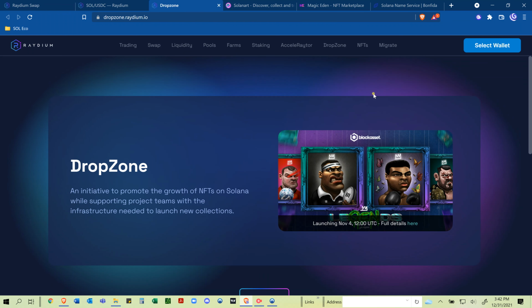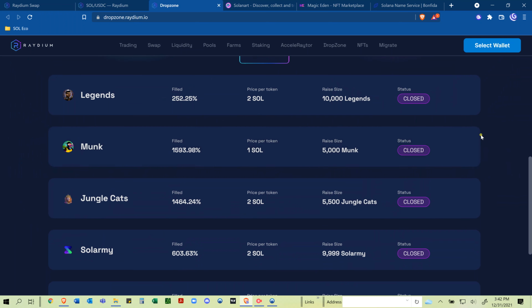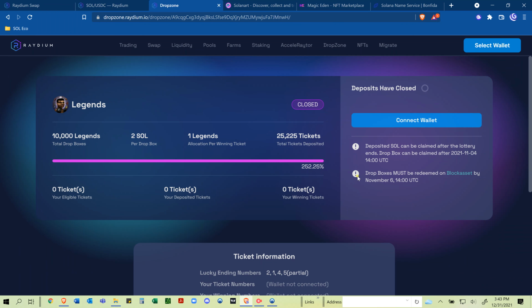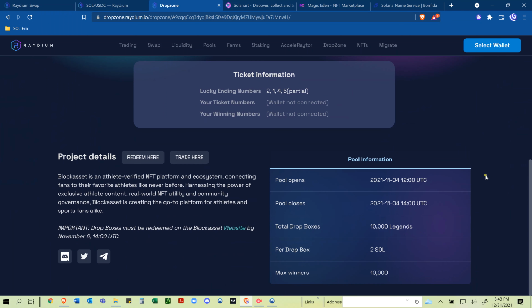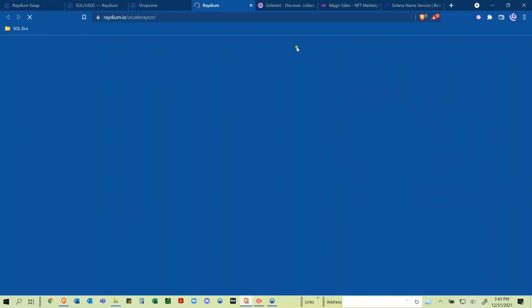Swapping, liquidity, pools, farm, staking, drop zone. This is where they'll drop new NFTs, and sometimes you can get in essentially a pre-sale, whitelist, pre-funding. Haven't seen a lot come recently, but we can look at one of these here. The last one they did was November 4th. I don't know if they're continuing that or not, but essentially it's lotto style, and you have to deposit Sol, or a portion of that. They're going to hold the money and do a ticket drawing. If you win, awesome. If not, you get your Sol back.